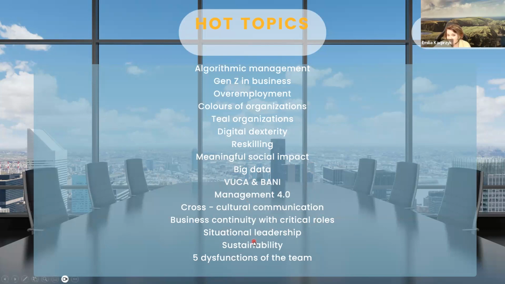Situational leadership, definitely a good topic for leaders, for managers. The same, the 5 dysfunctions of the team. So what we need, or what can happen in the team if we don't have, for example, trust and safety. So all those topics, I guess I could recommend them for the purpose of any kind of discussion.